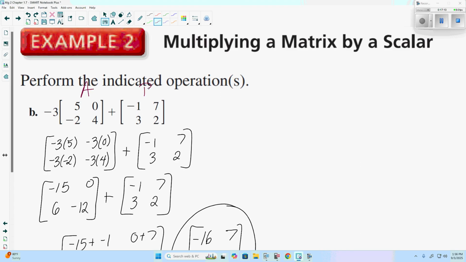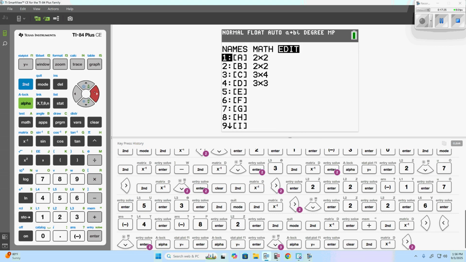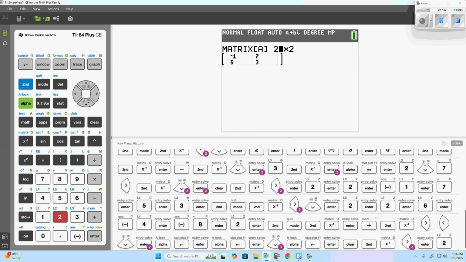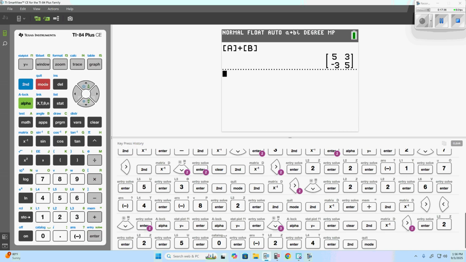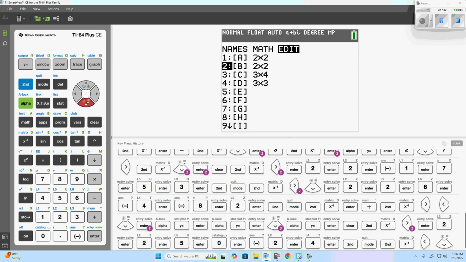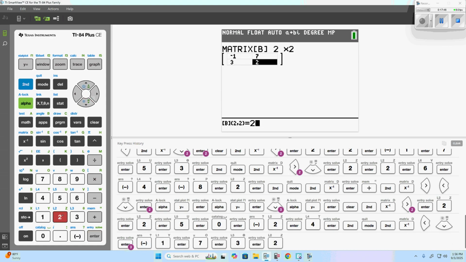If we wanted to do this in the calculator, we would define one of these as A and one of them as B. So to type it in, we're going to go second matrix over to edit and plug it in. Now this is still a 2 by 2, 5, 0, negative 2, 4. Second quit, second matrix over to edit down to B, 2 by 2, negative 1, 7, 3, 2.